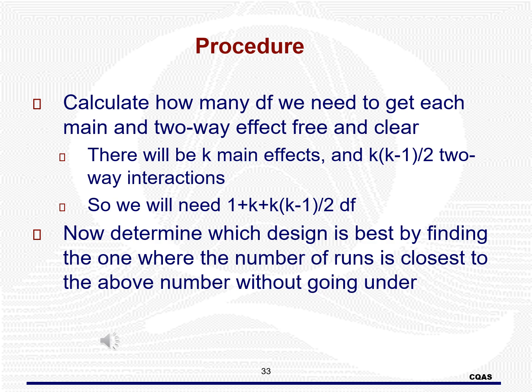We first need to calculate how many df we need to estimate all of these effects free and clear. This also includes 1 df for the mean. We know that we need 1 df for the mean, k for the main effects, and k(k-1)/2 for the two-way interactions. So this is the number of runs that we need at least. In order to decide on a design, we should find a design in which the number of runs is as close as possible to the number we need without going under.